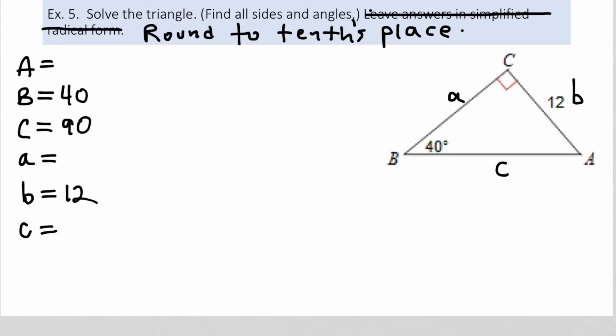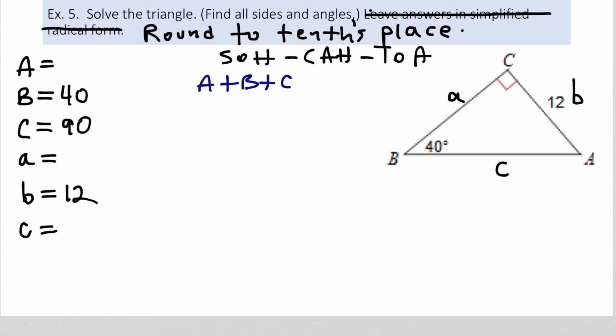All right, so I'm going to use SOHCAHTOA to help me out with this. So I'm going to write this down. SOHCAHTOA. But the first thing that I'm going to remember from back in geometry and even back in middle school is that the sum of the three angles of a triangle is equal to 180. So that means angle A plus angle B plus angle C must equal 180. All right, so that's very important.